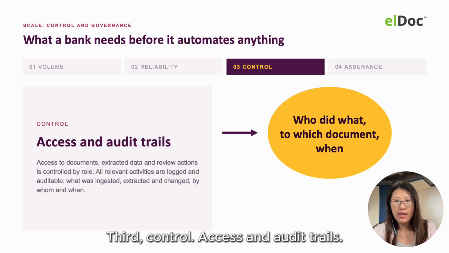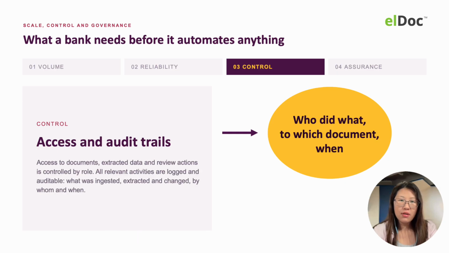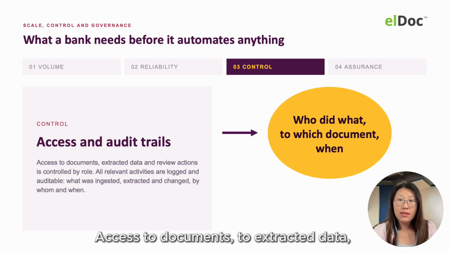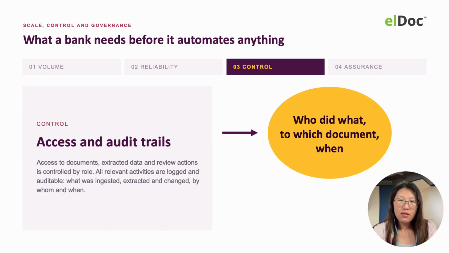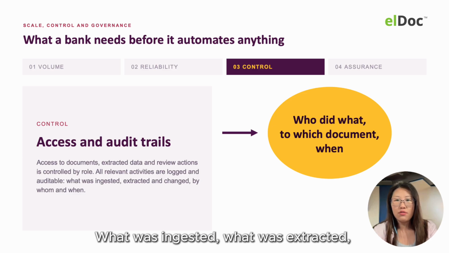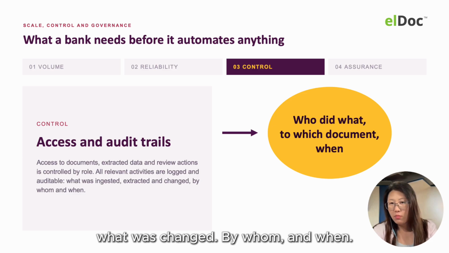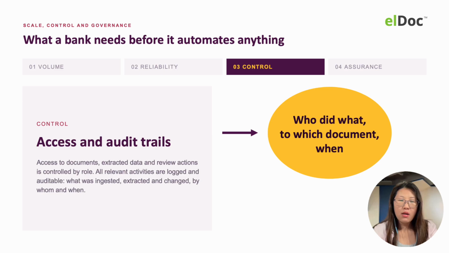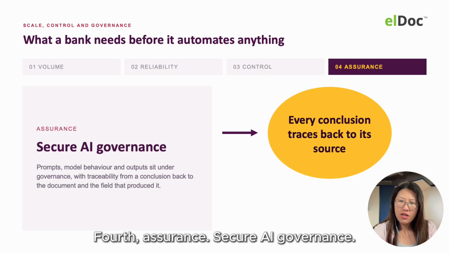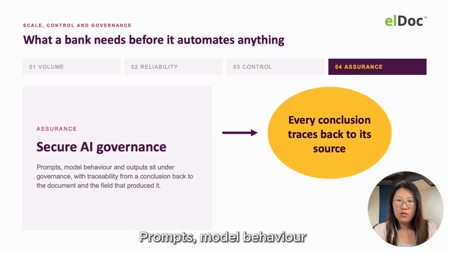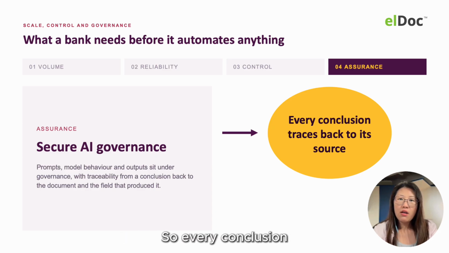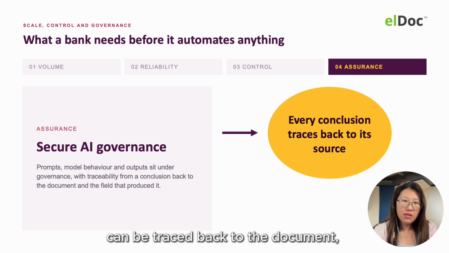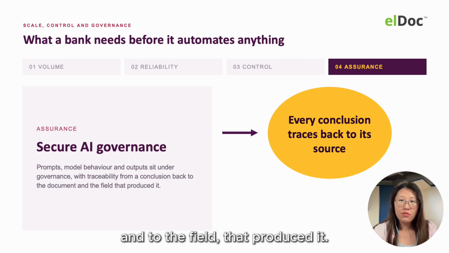Third, control. Access and audit trails. Access to documents, to extracted data, and to review actions is controlled by role, and every relevant activity is logged. What was ingested, what was extracted, what was changed, by whom and when. Fourth, assurance. Secure AI governance. Prompts, model behavior, and outputs all sit under governance, so every conclusion can be traced back to the document and to the field that produced it.